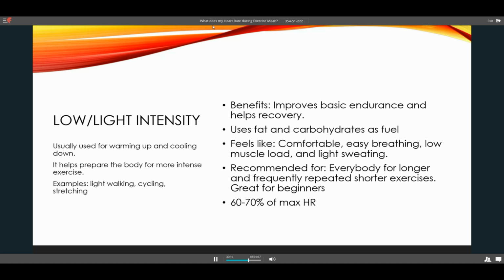So this heart rate zone is going to utilize both fat and carbohydrates as fuel. It's going to feel pretty comfortable, easy breathing. It's not going to feel like much of a muscle load. You may notice light sweating, but it's definitely recommended for everybody. It's great for beginners as well. Walking would be the most appropriate. Of course, we could achieve this heart rate zone on a bicycle or stretching or any other light activities.